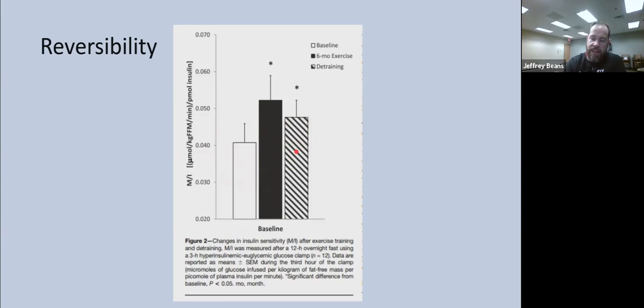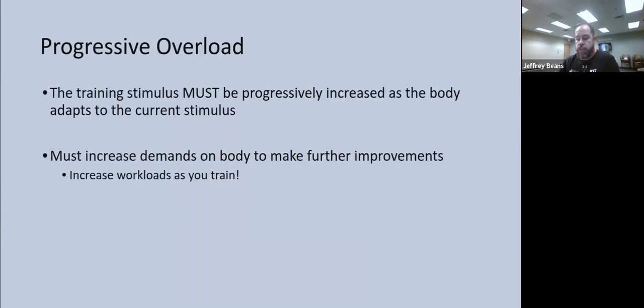So the whole idea of this is that we have to do something to maintain the gains that we make. It only took about 2 weeks, by the way, for them to lose these adaptations. In 6 months of training, 2 weeks, they already are starting to lose some of the benefit from their training. So we know that we need to maintain even if we're not in full training mode.